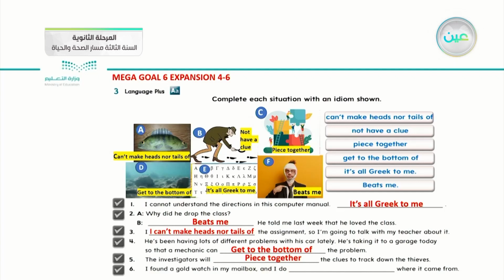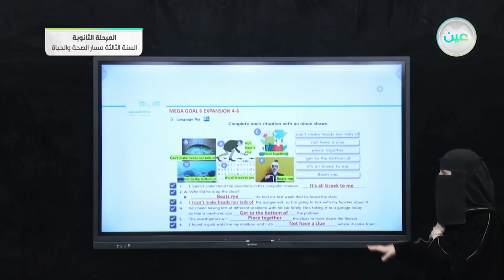Number 6, I found a gold watch in my mailbox, and I do not have a clue where it came from. I do what? What do you think it is? I do not have a clue, because this is something unusual, something where they didn't know who sent it. We can use "not have a clue" if you don't have any information about the thing being sent.